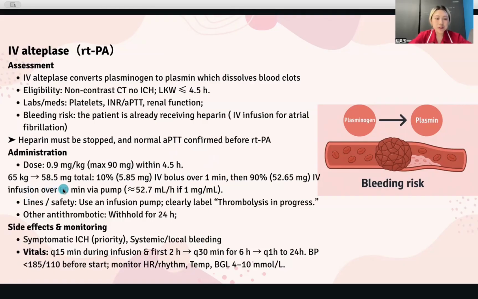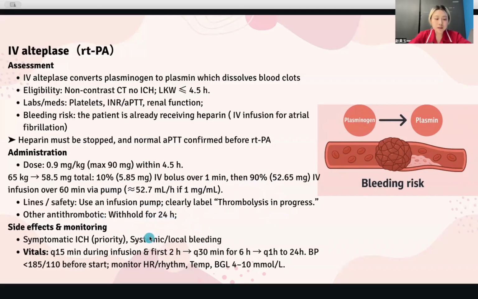So for this patient, we need to give the 10% IV bolus over 1 minute, and then for the rest, 90% IV infusion over 60 minutes via pump. We need to use the infusion pump and clearly label thrombolysis in progress. For other antithrombotics, we need to withhold them for 24 hours.